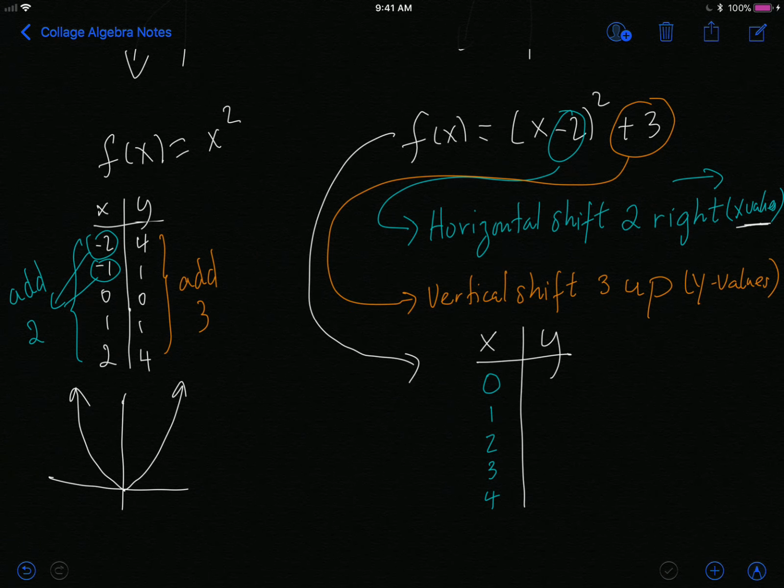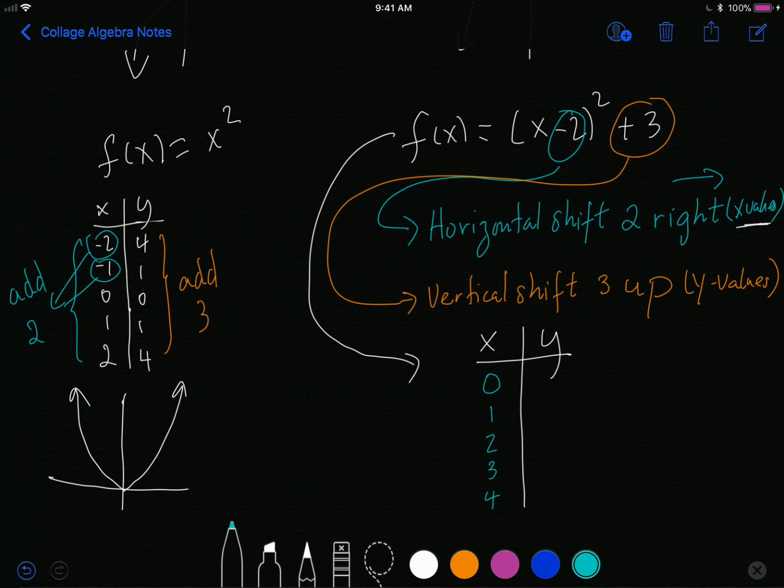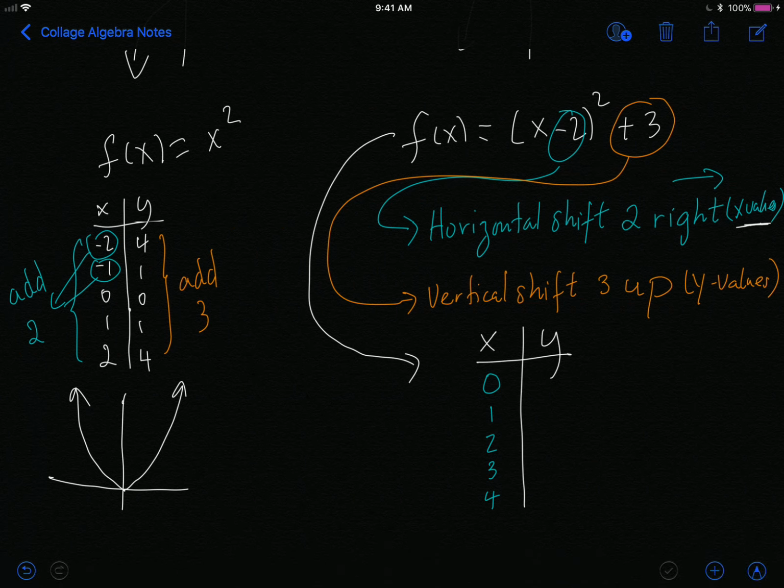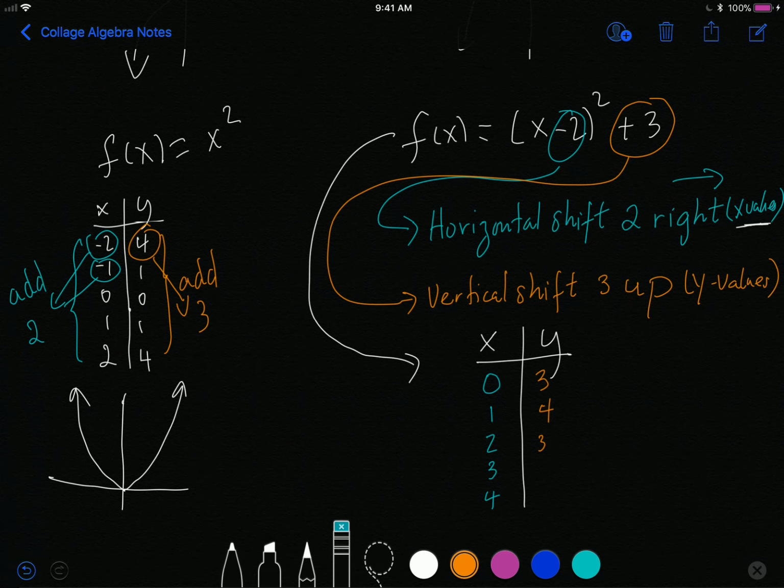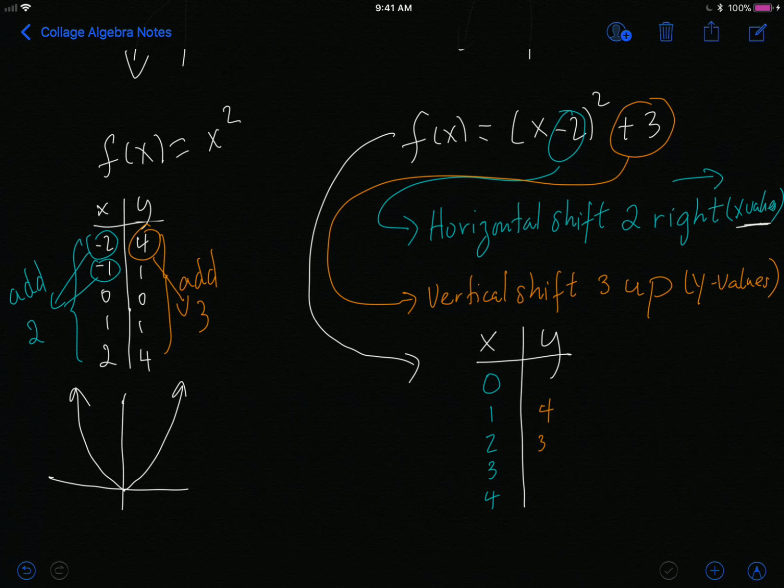Similarly, with the y values, I am going to be adding 3. So my first y value of 4, I just add 3 to it. So 4 plus 3 is 7. And add 3 to 1, add 3 to 0. Oh, 4 plus 3 is 7. How did I get 3? Oops. And so 4 plus 3 is 7. And then that's a 4. And that's a 7.